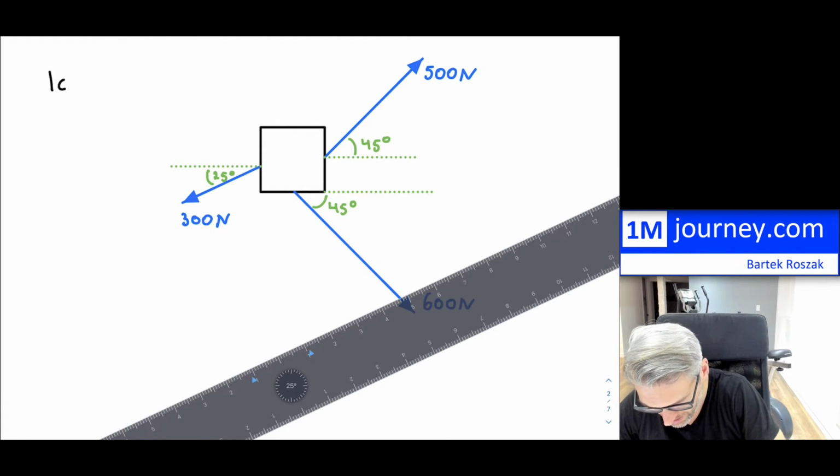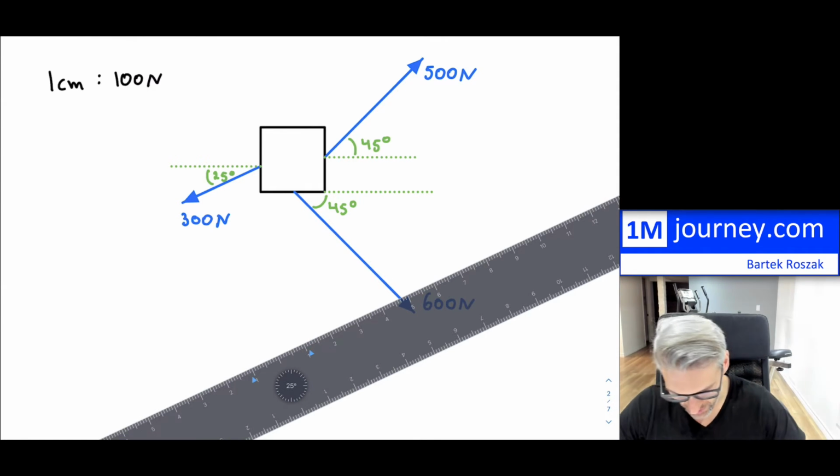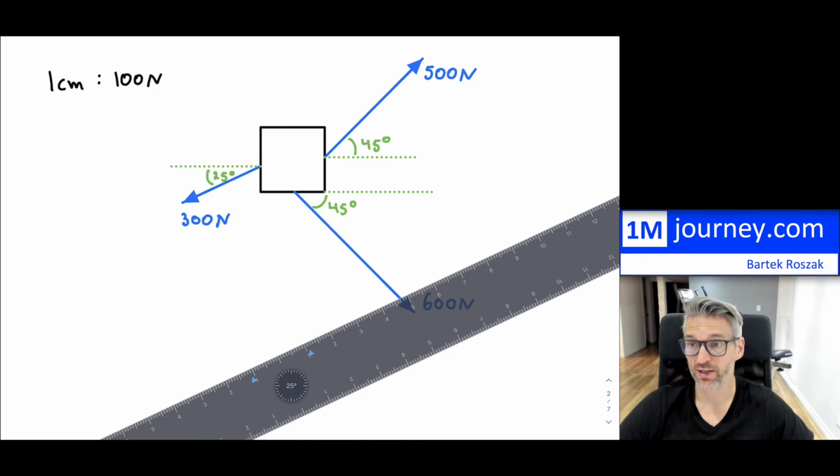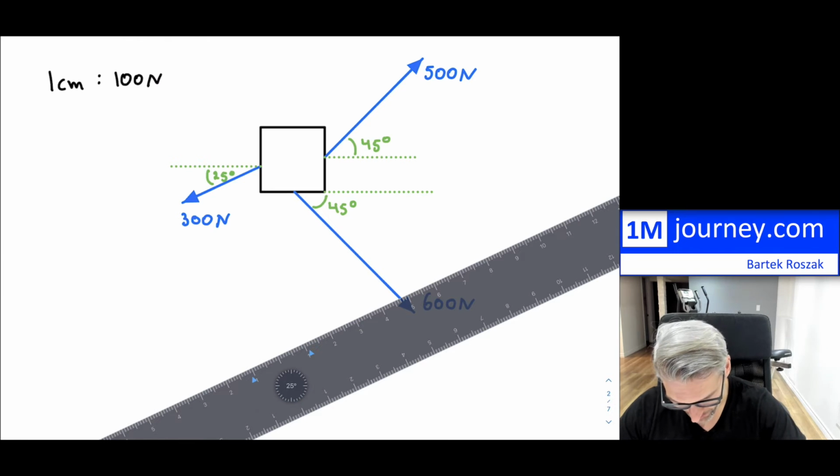So that means 1 centimeter is going to be scaling to 100 newtons. So that means 3 centimeters, just what I measured right now, was 300 newtons. So that's what I would have had. Now let me draw these out.